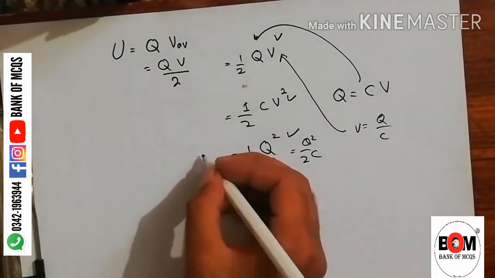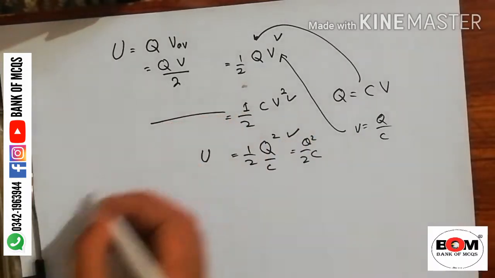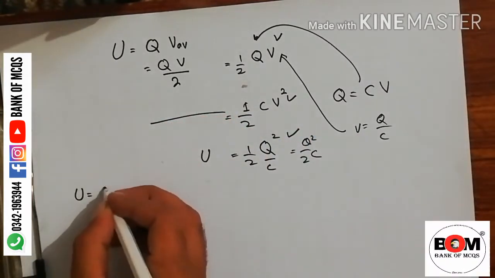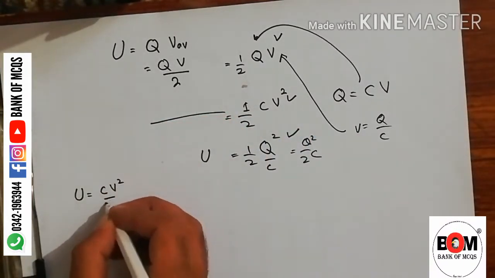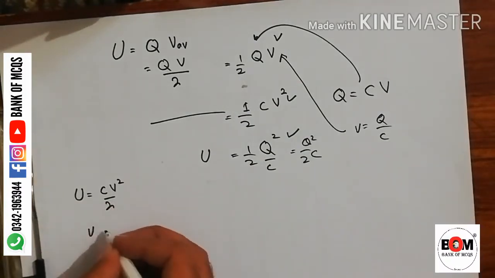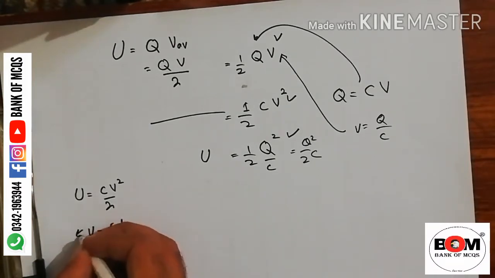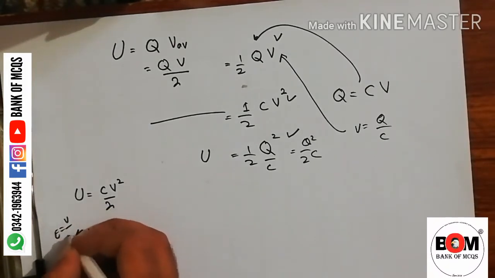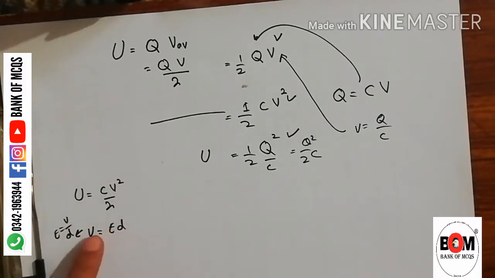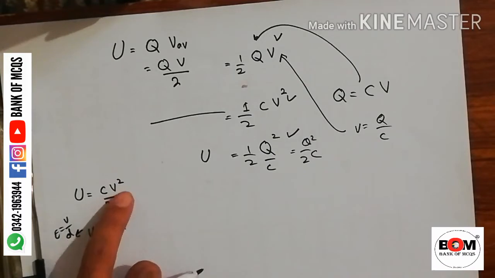So this is the equation for energy. Now using this equation, we know that U is equal to CV square by 2. Also we know that V is equal to Ed. This is from where we get this: we know that E is equal to V divided by d. So V is equal to Ed. So we will put V is equal to Ed. This is squared, so we will get E square d square.